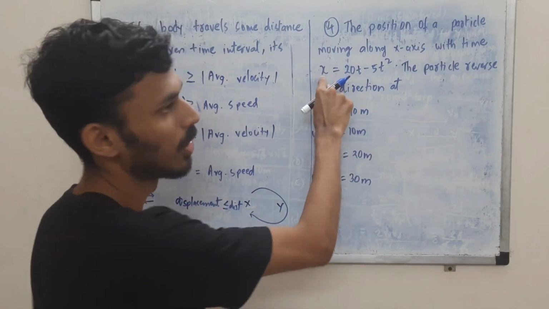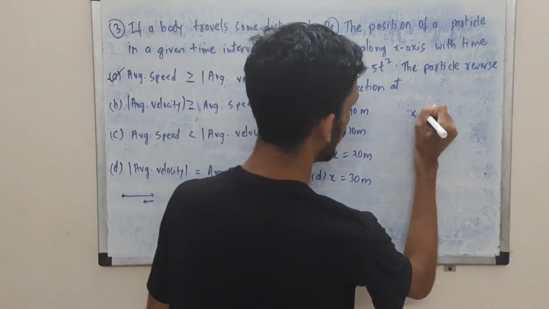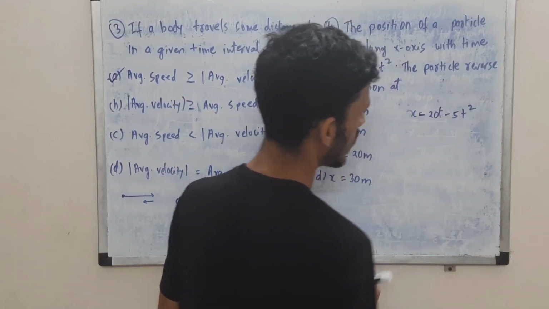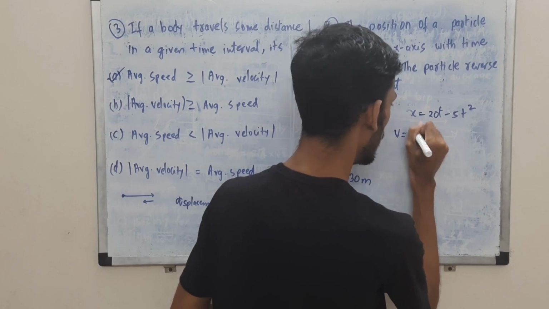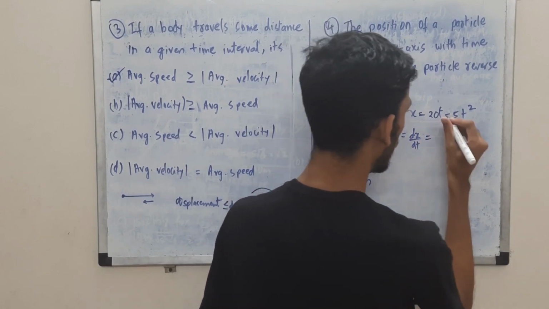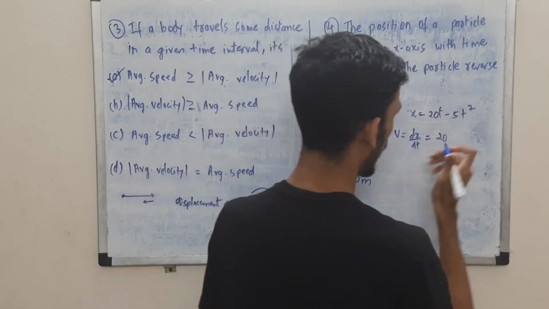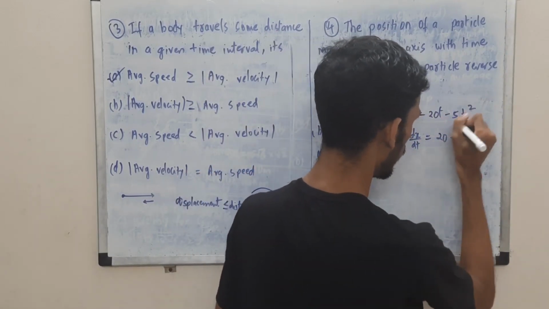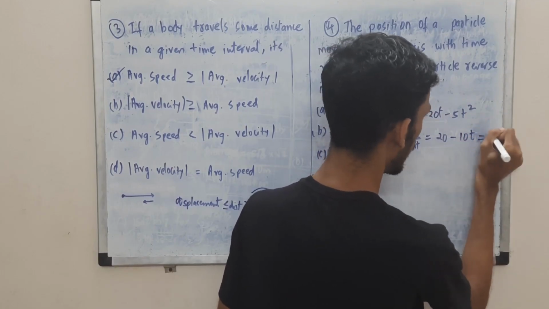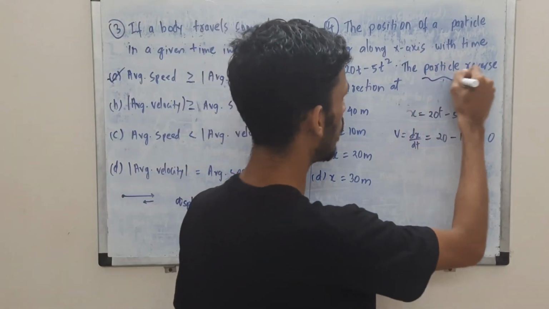So we have to find velocity and equate it to 0. You have the coordinate as a function of time, which is 20t minus 5t square. How do you get velocity? V is dx by dt. Simple, so you just differentiate it. 20t differentiates to 20, and for 5t square, 2 will come down, 2 times 5 is 10t, and equate this to 0, because we want to know when the particle will reverse.